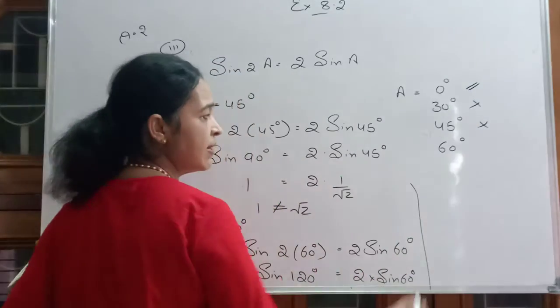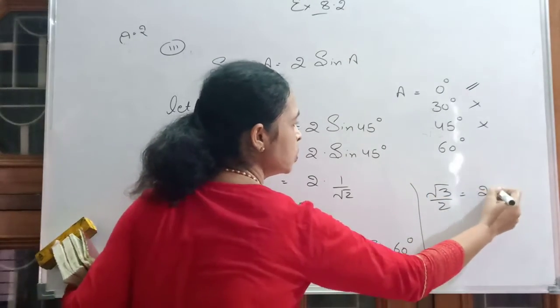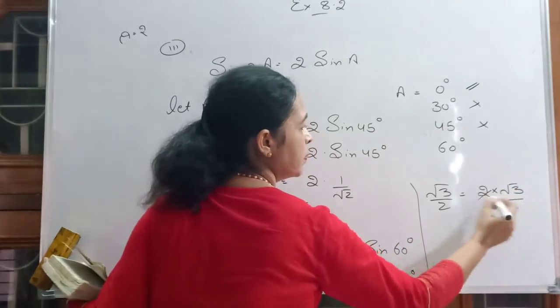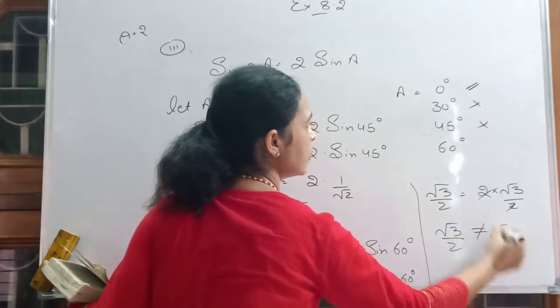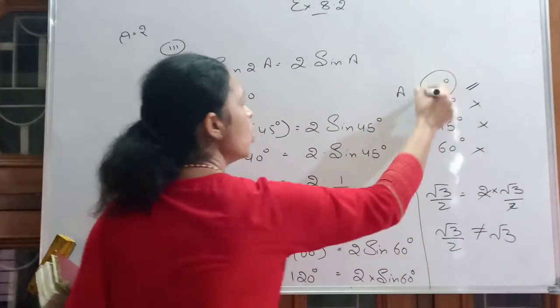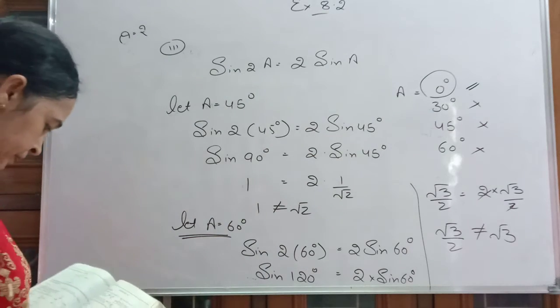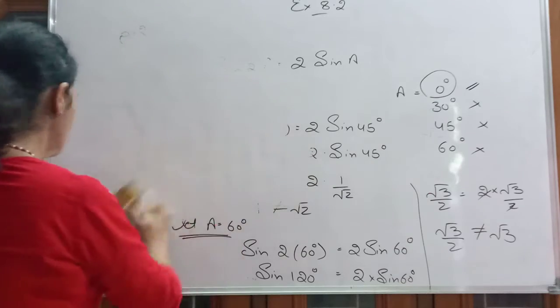Sin 60, what is the value of sin 60? Root 3 by 2 equals to 2 into sin 60, root 3 by 2. Root 3 by 2 is not equals to root 3. Therefore, this option is not correct. So, our answer is 0 degree. A is the option. Pause the video and note it down. Let's do part 4.